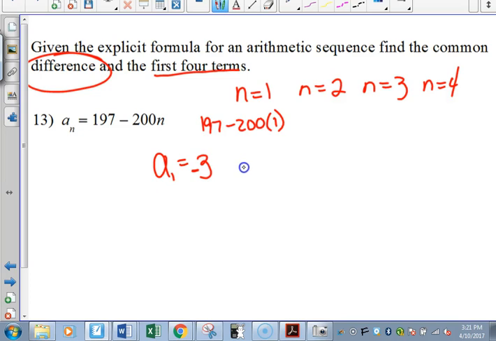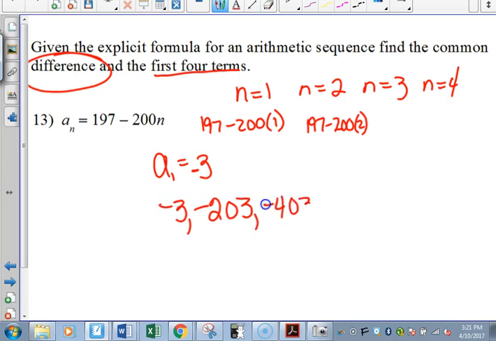How do you find the second term then? Okay, put in a 2. It's 197 minus 200 times 2, which is negative 203. Have you figured out the pattern yet? Negative 403, negative 603. The difference is negative 200.